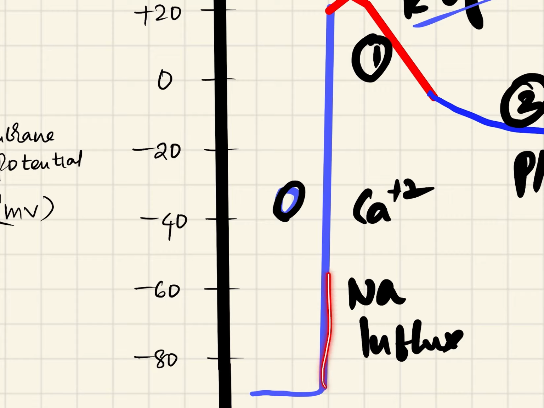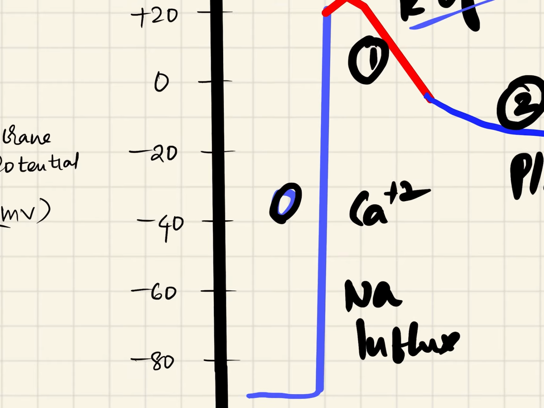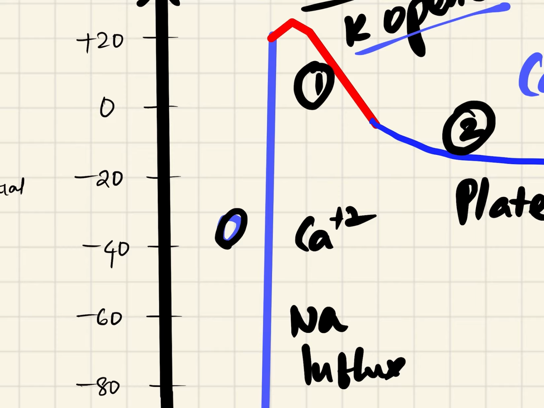This is the ionic basis of the depolarization. Now coming to the second one, that is phase 1. The rapid depolarization is followed by a very short-lived slight initial repolarization. Here the membrane potential has fallen from plus 20 to minus 10 millivolts.